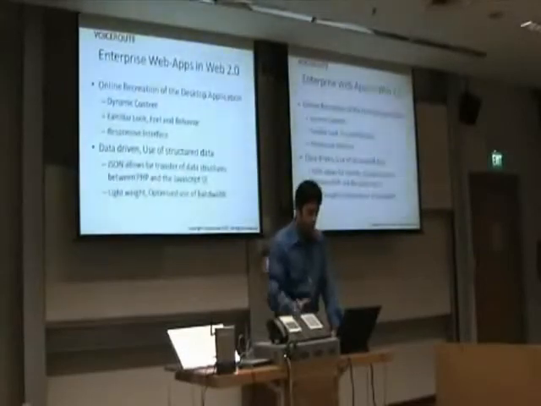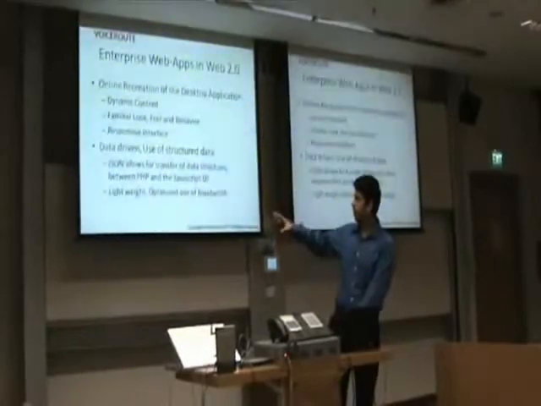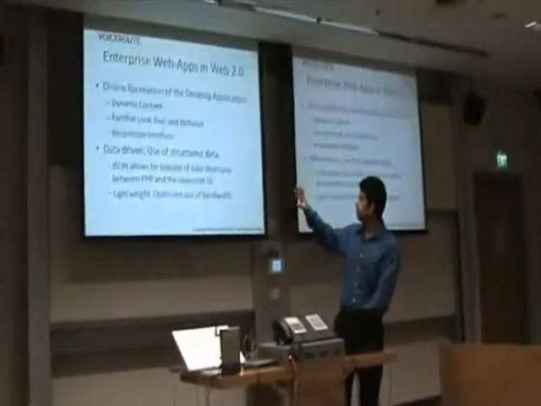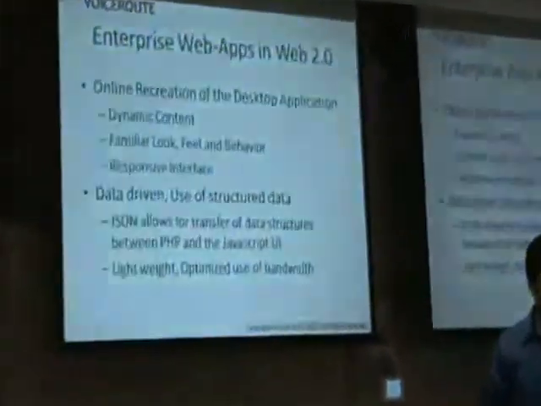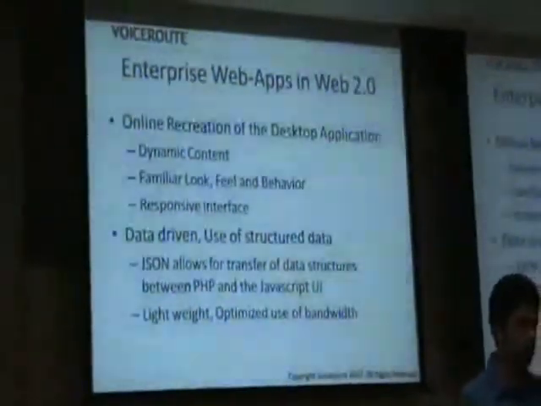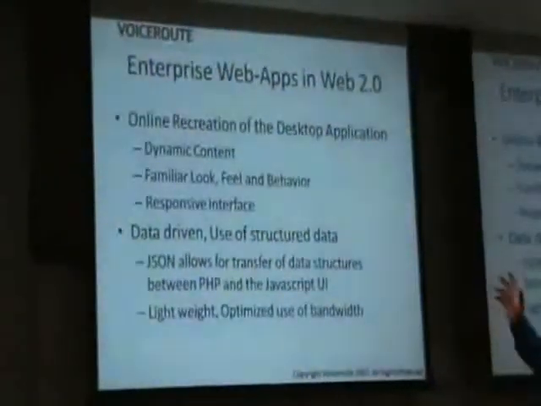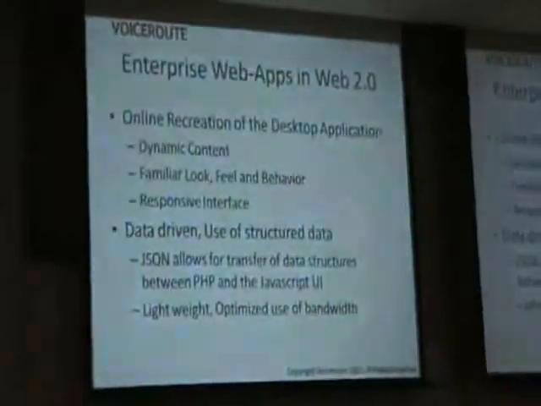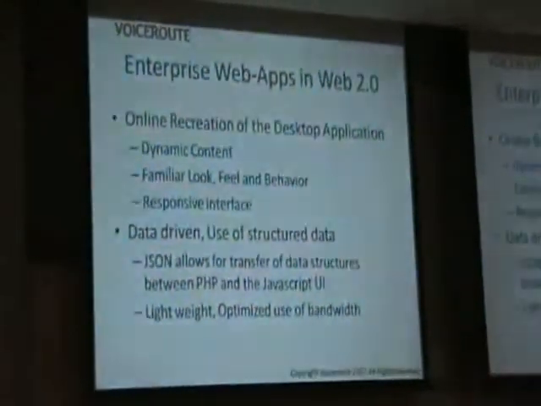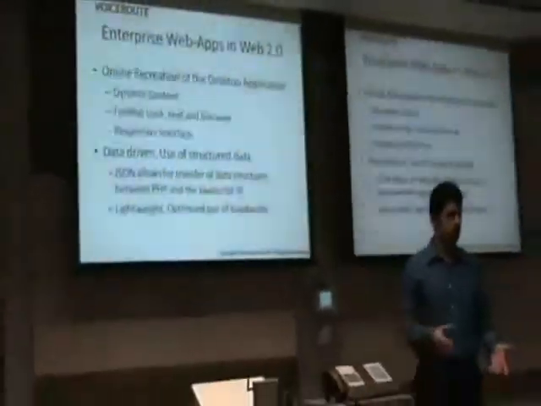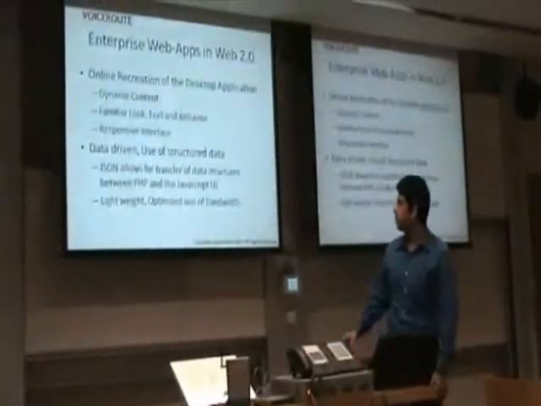So I'll quickly go through this online creation of the desktop application. What I mean by that is dynamic content. Basically, the desktop application needs to be recreated online. So a bunch of things that you have to keep in mind. Content is dynamic, could be an ERP app or some kind of trading app where a lot of data is changing on the screen, so you might want to choose appropriate technologies for that. Familiar look and feel, so it needs to look like a desktop app, feel like something you've traditionally been used to, so that needs to be kept in mind. Responsive interface, obviously you don't want to click there and wait for the whole page to reload and refresh and all that. That's just bad.